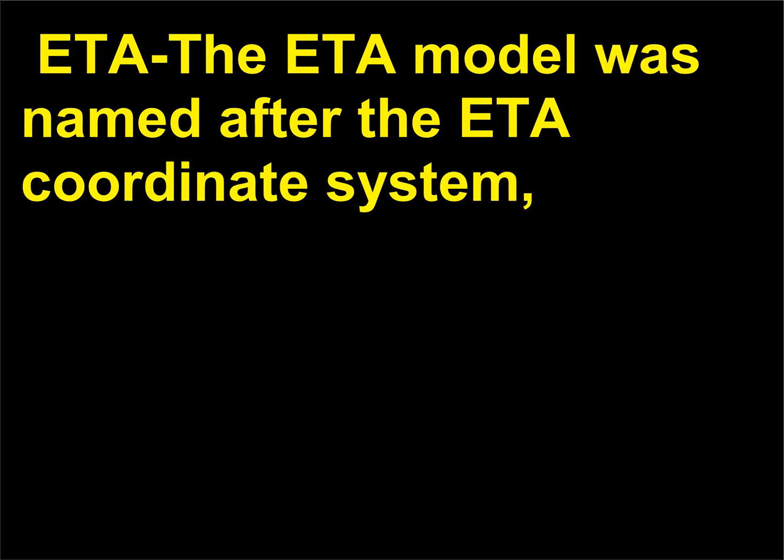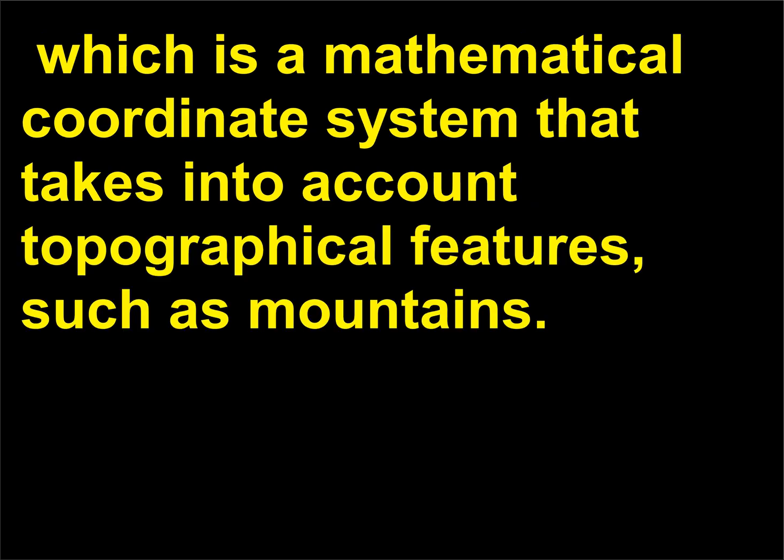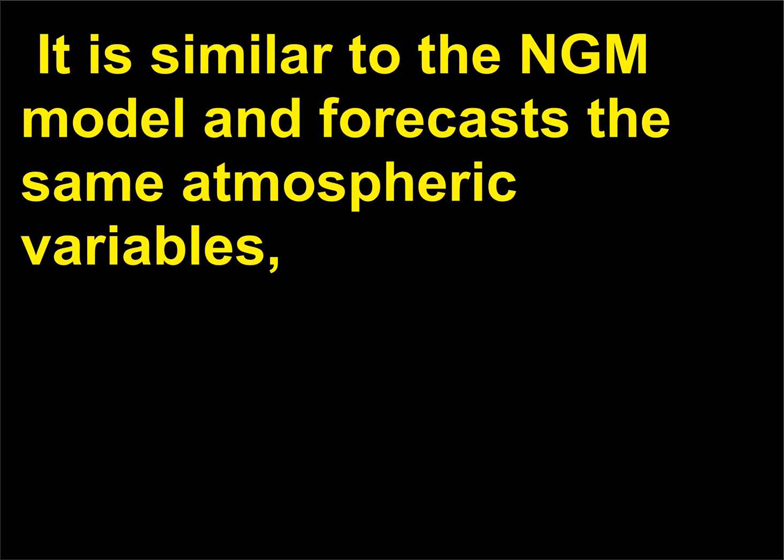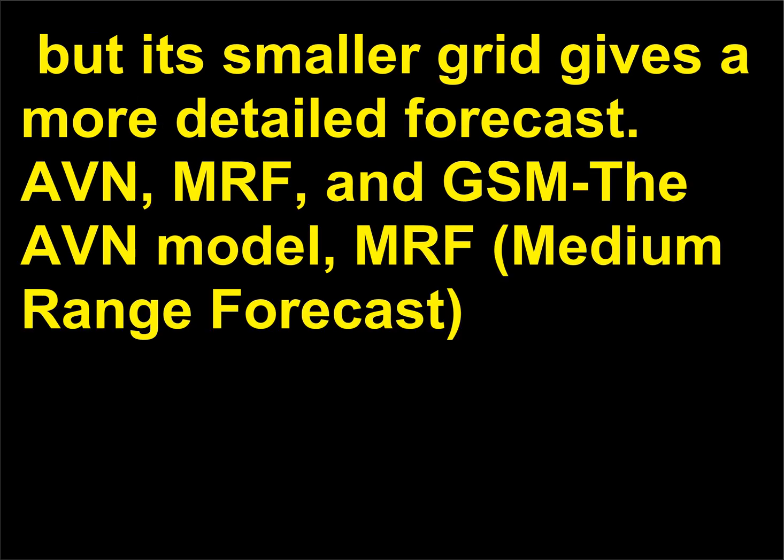ETA. The ETA model was named after the ETA coordinate system, which is a mathematical coordinate system that takes into account topographical features, such as mountains. It is similar to the NGM model and forecasts the same atmospheric variables, but its smaller grid gives a more detailed forecast.